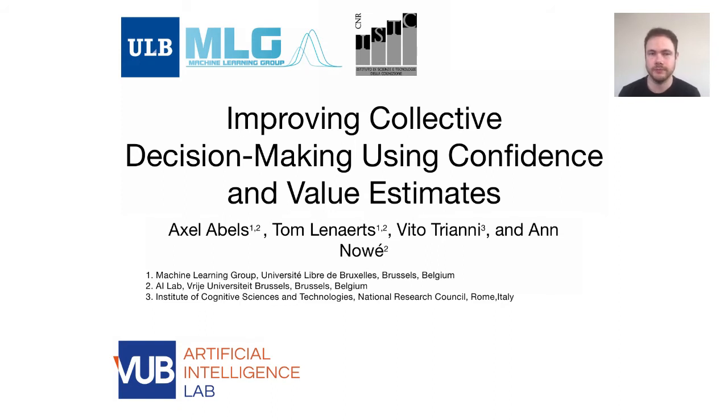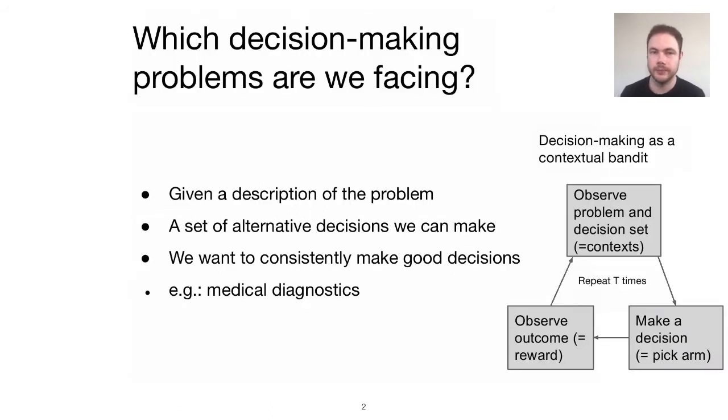So first off, decision making. We are repeatedly given problems, and for each problem we are given a set of decisions we can make. The goal is to consistently make good decisions. So how do we define what a good decision is? Well, we consider problems wherein the outcome is not subjective.